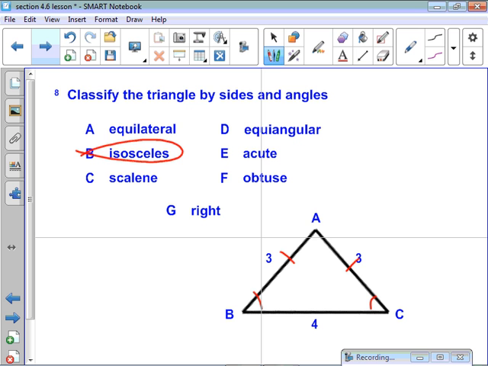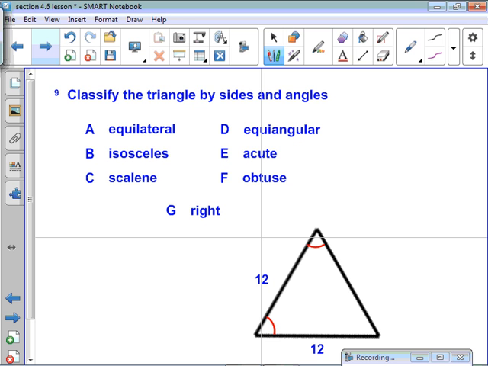And once again, I'm going to call it acute because for it to be obtuse, this side right here would have to be a lot bigger than 4. Or at least some bigger than 4. 3, 3, and, I don't know, 5 or something. Okay, cool. Let's go.